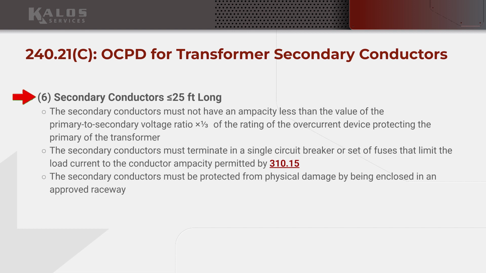Now, you can go 25 feet long, but what you then have to do is increase the size of those conductors. The rule with that is the secondary conductors must not have an ampacity less than the value of the primary to secondary voltage ratio times 1/3 of the rating of the overcurrent device protecting the primary of the transformer. So you have an out. There is a way out here. If you do have to be more than 10 feet long, you can make this adjustment and increase the size of your conductors accordingly.